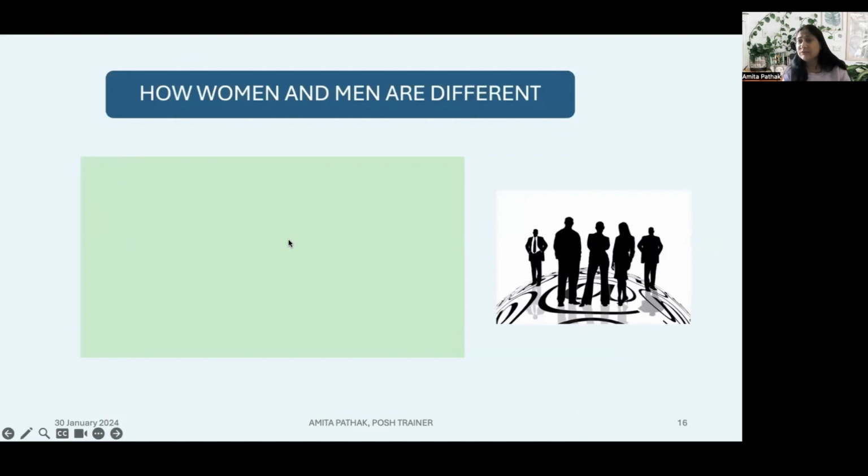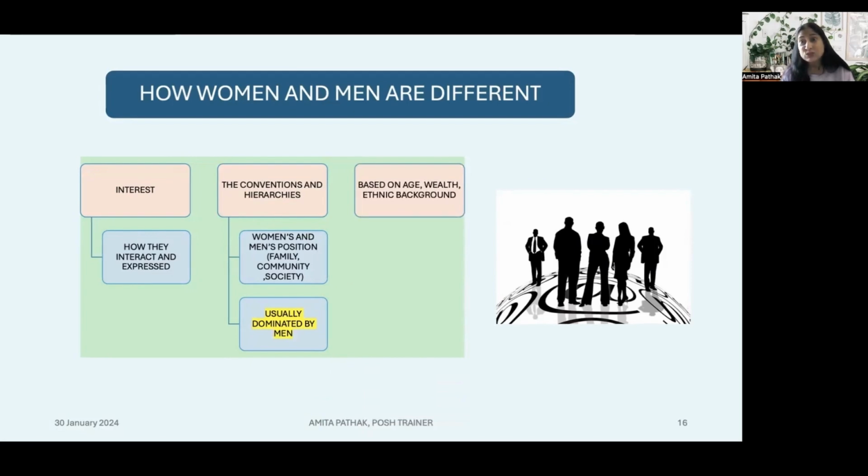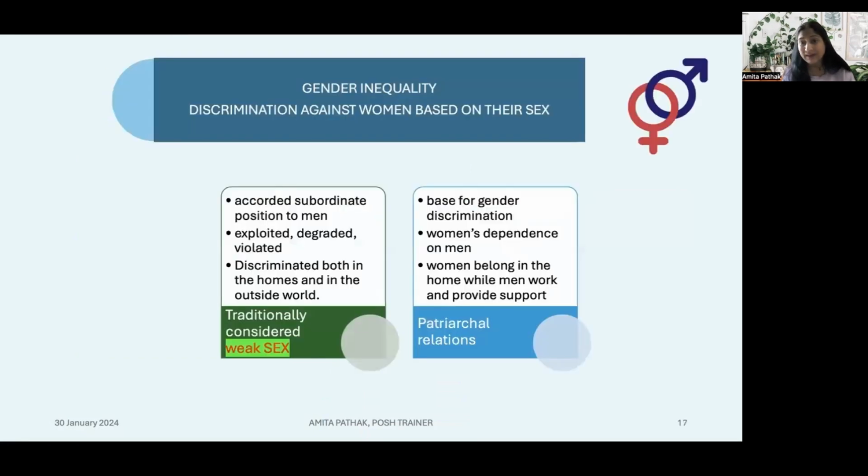How are women and men different? Yes, both are different in their interests, how they interact with each other, and how they express their feelings. They are different in convention and hierarchies, roles and responsibilities. Women's and men's positions in society, family, and community vary, and mostly women are dominated by men. Also, women and men are different based on their age, their wealth, and their ethnic background.